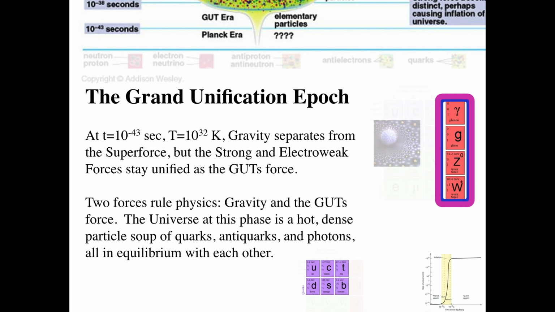At this time, the universe is very hot, as you can see by the temperature, and very, very dense. The only things that exist are quarks, antiquarks, protons, and photons. And they're all in equilibrium, meaning they all have the same temperature, because they're interacting inside the universe. As they interact, they get to be the same temperature. And that was key to an earlier concept.